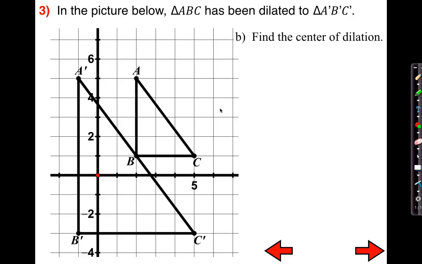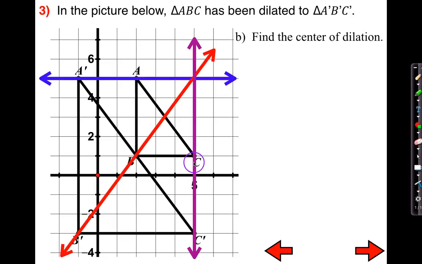So in order to find the center of dilation, hopefully you connected A prime to A, B prime to B, and C prime to C. Then you're going to look to see where all the lines intersected, which should have been right here. So I can say the center of dilation occurred at (5, 5).